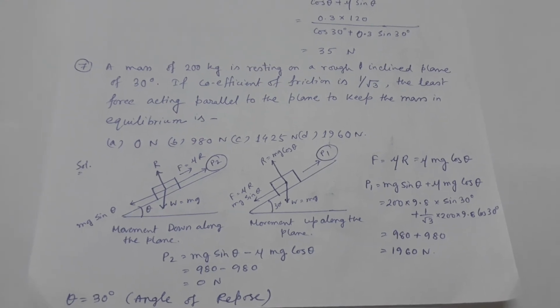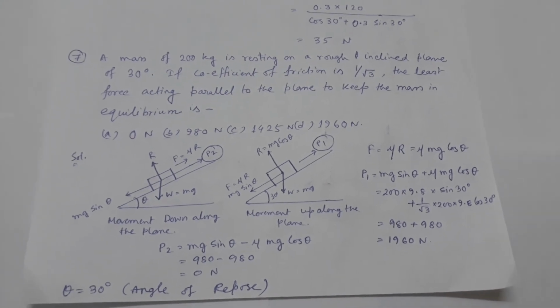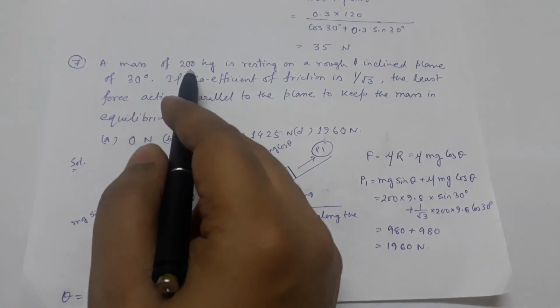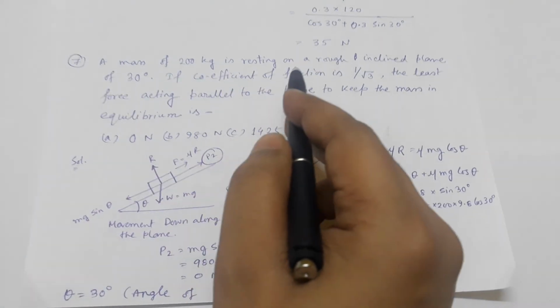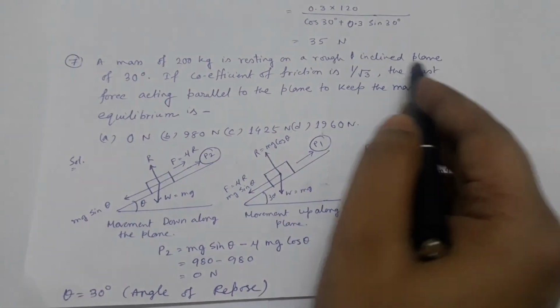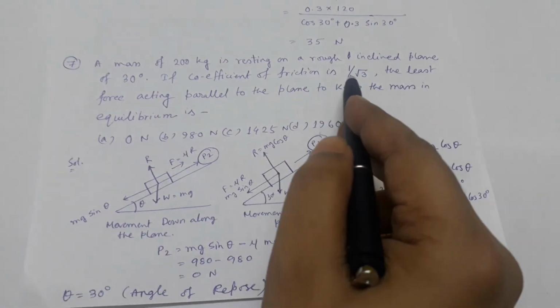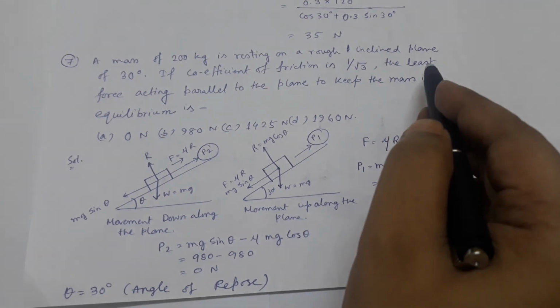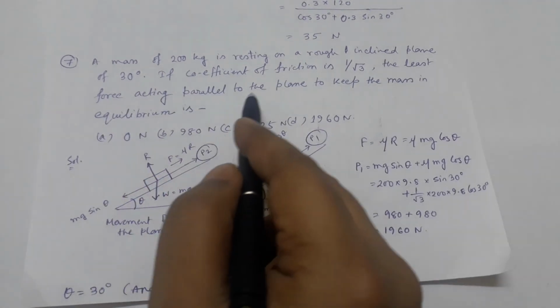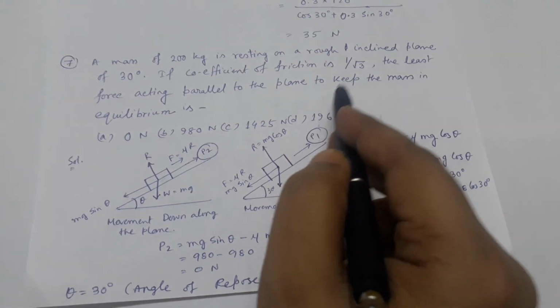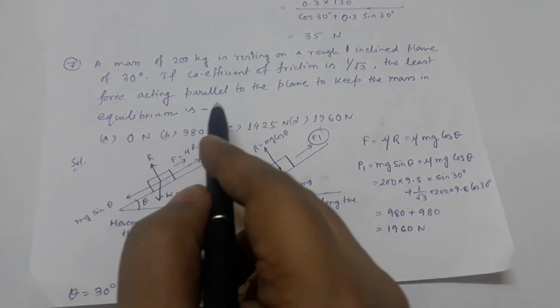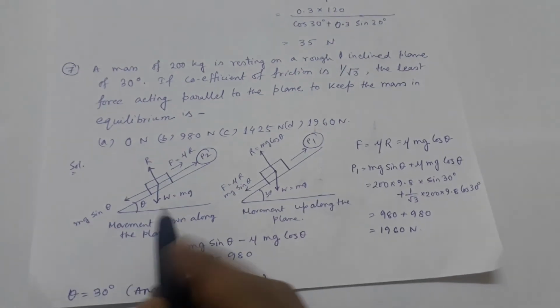This is the last problem for today's class. A mass of 200 kg is resting on a rough inclined plane of 30 degrees. If the coefficient of friction is 1 by root 3, the least force acting parallel to the plane to keep the mass in equilibrium is. These are the four options.